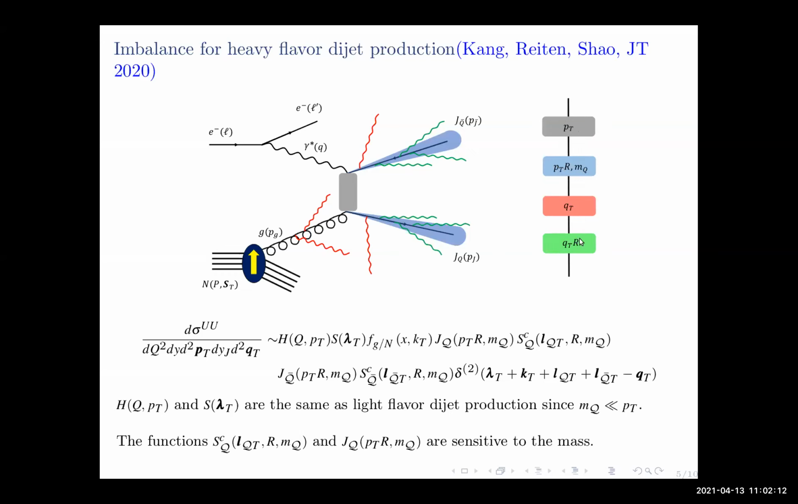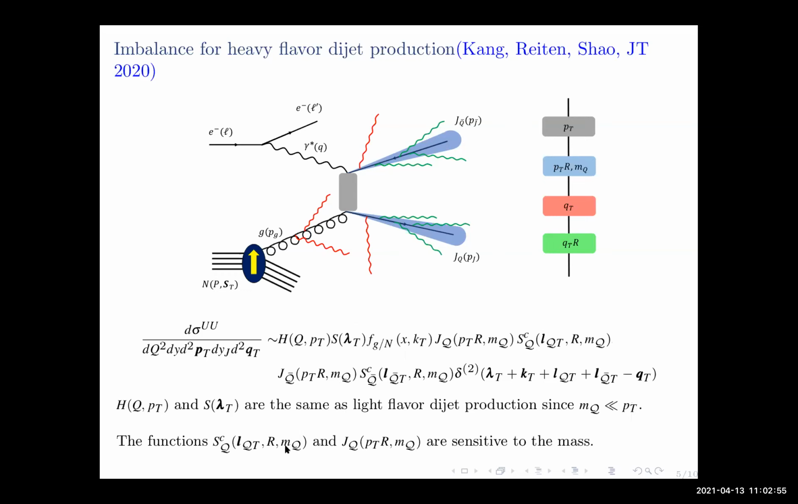So using a simple mode analysis in soft collinear effective theory, the differential cross-section for the unpolarized case has the following form. We have a hard function, a soft function, a TMD PDF, two jet functions, and also our collinear soft functions. These collinear soft functions contain information about soft radiation which exits the jet, and these can also contribute to the dijet imbalance. Because of our power counting assumption that the mass of the heavy quark is much smaller than pT, the hard function, and also the soft function that enters into our factorization theorem, is the same as for light flavored dijet production.